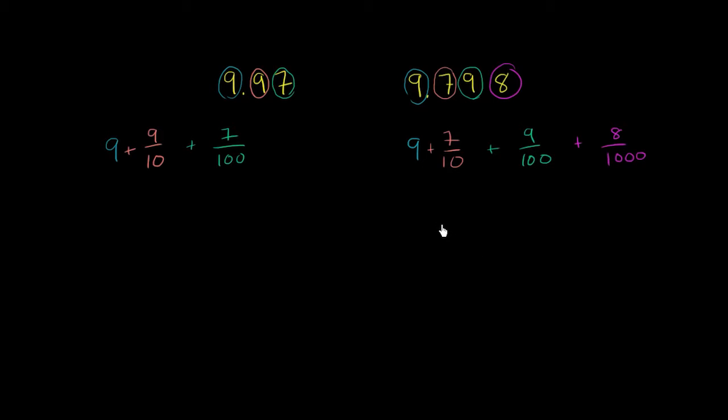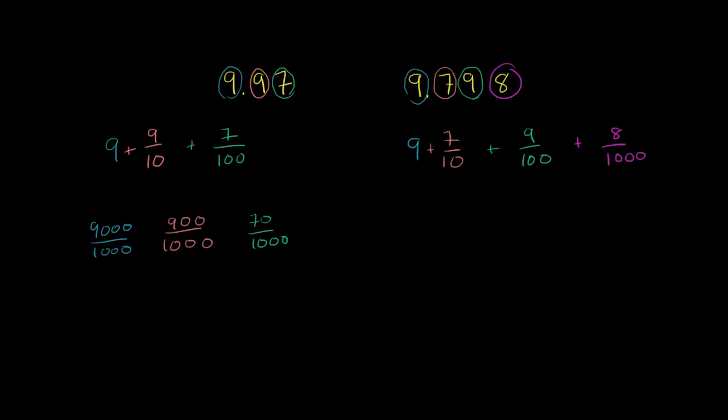So let's put everything in terms of thousandths so that we can add these all up and have two fractions over thousandths. So 9 is the same thing as 9,000 over 1,000. 9 tenths, well, let's see, if you multiplied it by 10, you'd get 90 over 100. Multiply by 10 again, you get 900 thousandths. 7 hundredths multiplied by 10 is 70 thousandths.